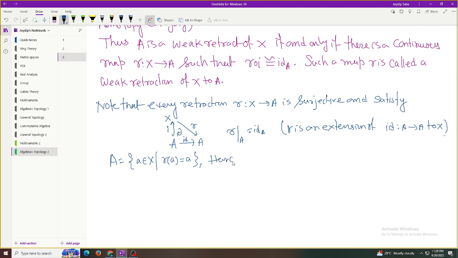Hence, if X is Hausdorff, A is a closed subset of X, because in a Hausdorff space a singleton set is closed.